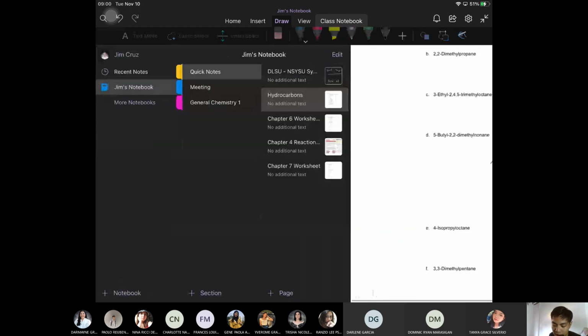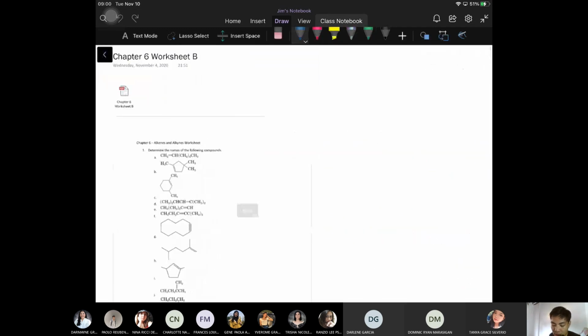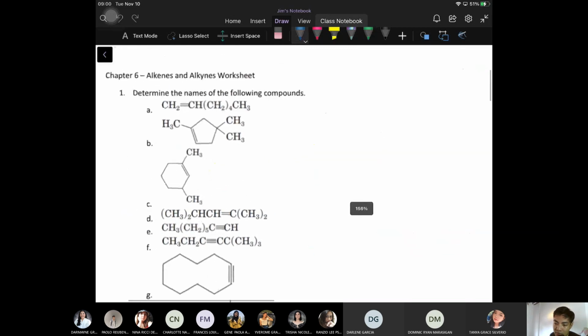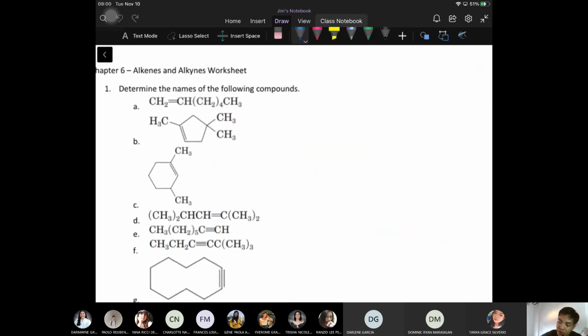So, let's proceed with the next one. Worksheet B, Alkenes and Alkynes. Yung nomenclature nito is same as your alkanes. However, instead of prioritizing your substituents, you will prioritize the double bonds and the triple bonds. The suffix to be used kapag double bond yan ay -ene, alkene. Pag yan ay triple bond, -yne or alkyne. Okay? So let's try to draw this.